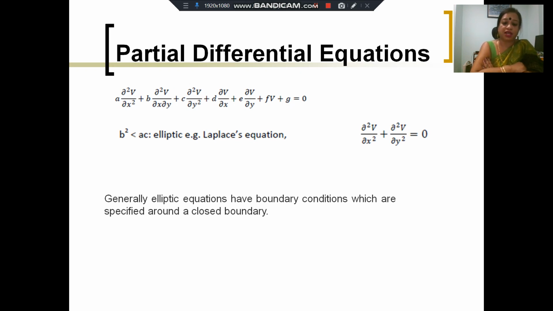Because generally elliptic equations have boundary conditions which are specified around a closed boundary, which means that if you have a region in space where you want to compute the electrostatic field, you can only do that by solving Laplace's or Poisson's equation, provided you know the boundary conditions on all the boundaries. So it's a closed boundary, and on every boundary, the boundary condition has to be specified.